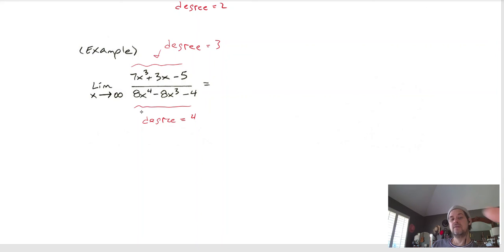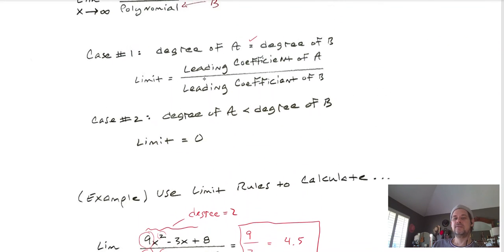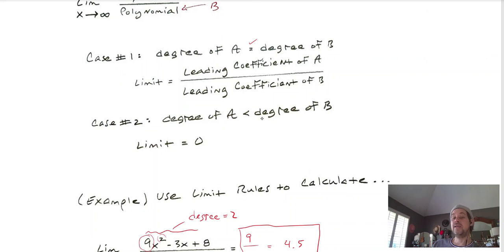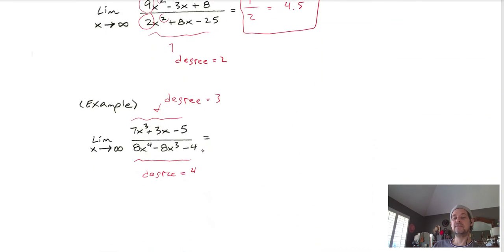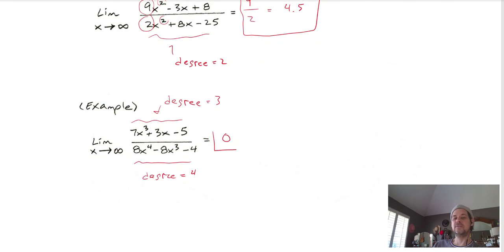Okay? All right, now, they're not equal this time. The one on the bottom is bigger than the one on the top. Well, let's see what it says. It says, in that case, if the degree of B on the bottom is bigger than the degree of A on the top, or if A is less than B, however you want to say it, then the limit is just 0, so 0 for that one, okay? All right, so that's what the rule says.